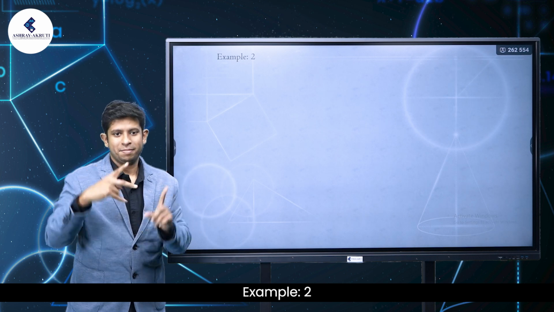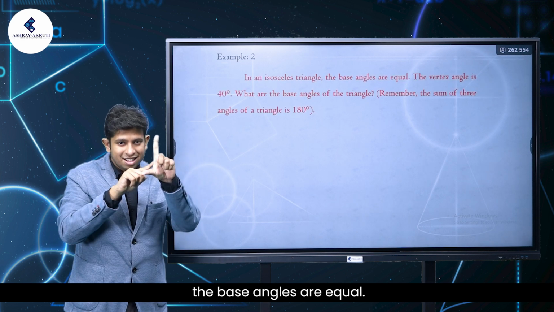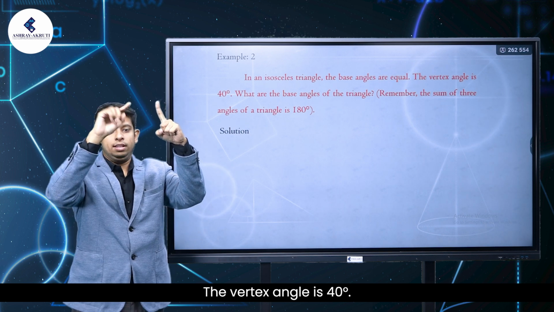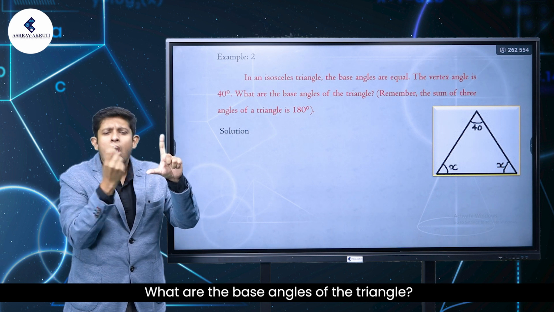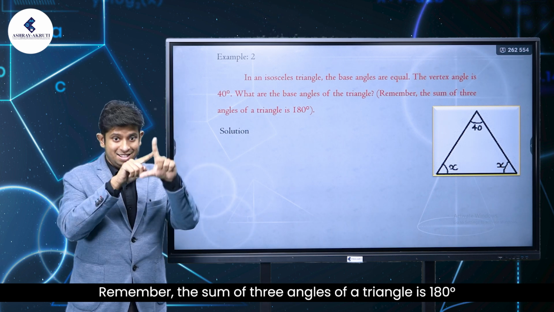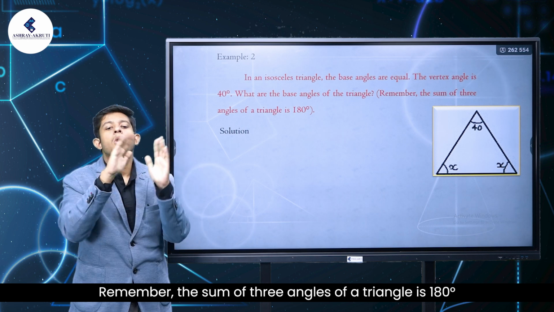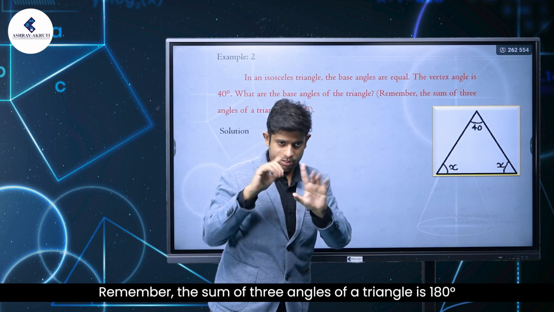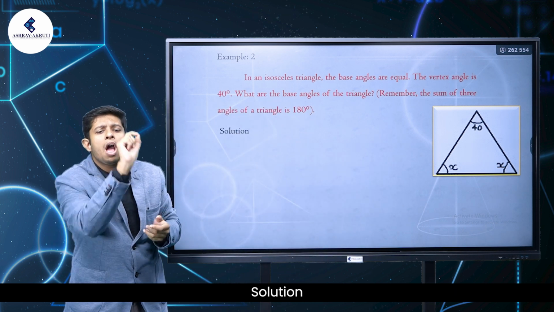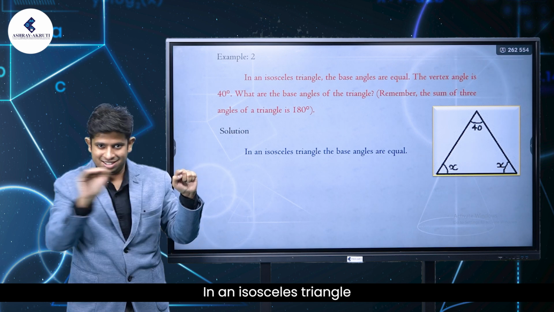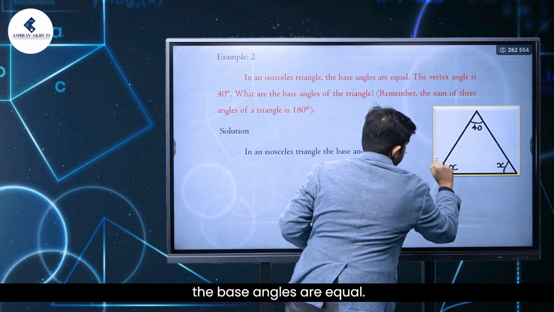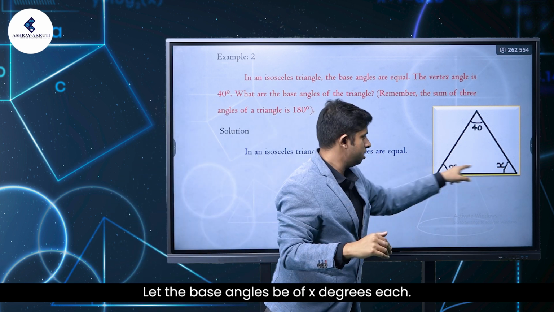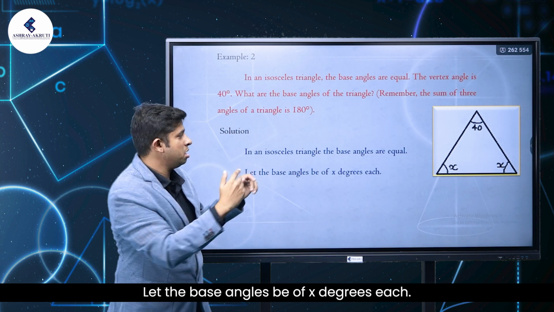Example 2. In an isosceles triangle, the base angles are equal. The vertex angle is 40 degrees. What are the base angles of the triangle? Remember, the sum of three angles of a triangle is 180 degrees. Solution. In an isosceles triangle, the base angles are equal. Let the base angles be x degrees each.